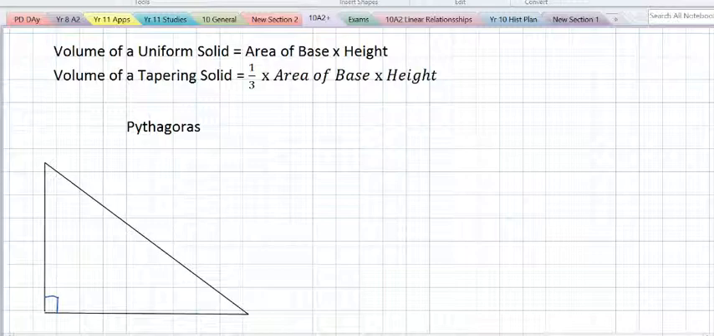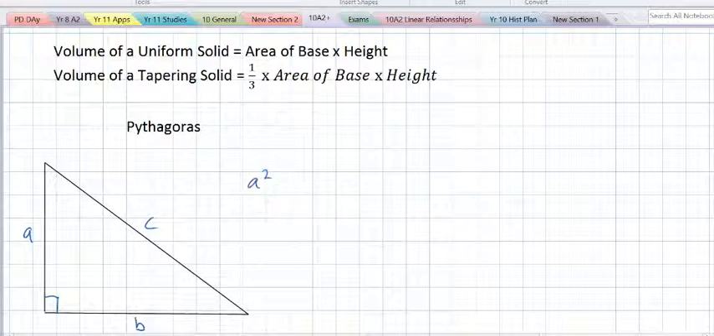Alright, so with the right angle, the side directly opposite it is the hypotenuse, and generally we label it C. The other two sides, it doesn't matter what order we label them, as long as we call them A and B. You could have labelled them the other way around, it wouldn't matter. And then the equation is C squared equals A squared plus B squared.